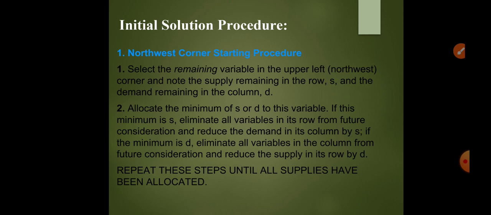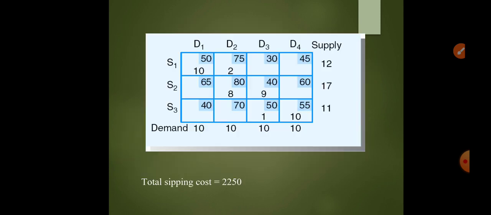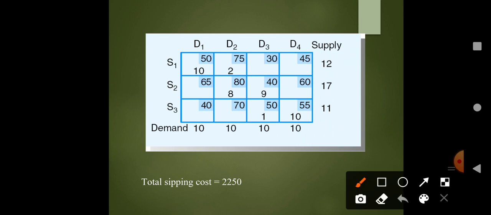If this minimum is S, eliminate all variables in its row from future consideration and reduce the demand in its column by S. If the minimum is D, eliminate all variables in the column from future consideration and reduce the supply in its row by D. Repeat these steps until all supplies have been allocated. The example of the northwest corner rule: first we will start in the northwest cell.